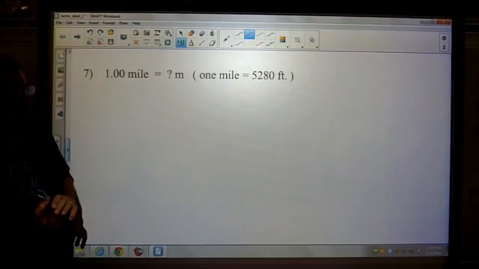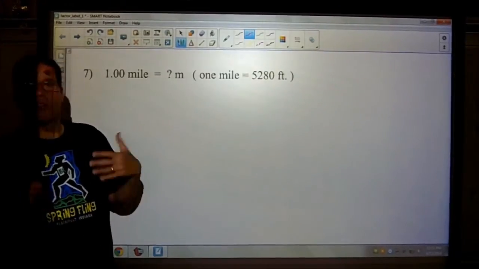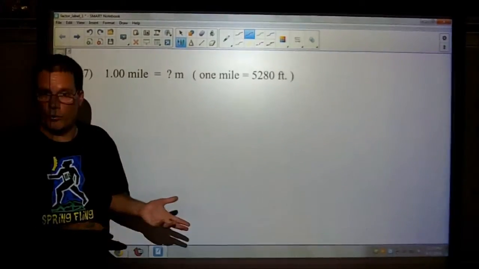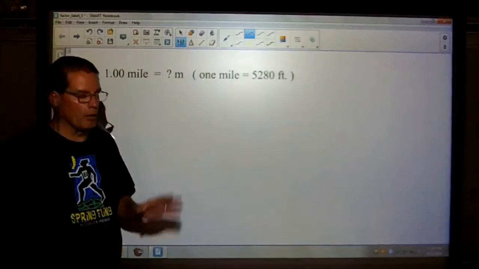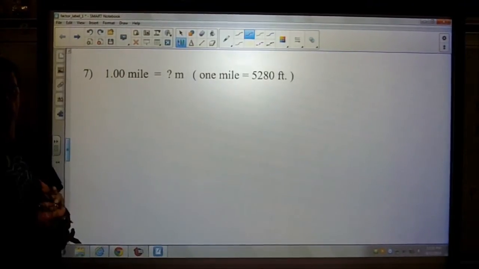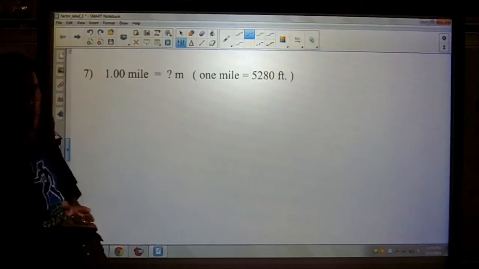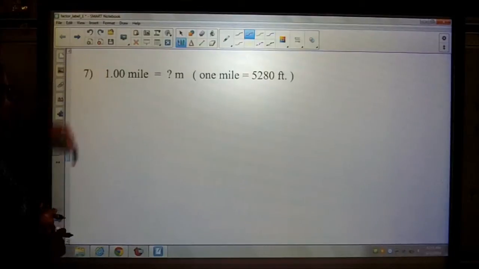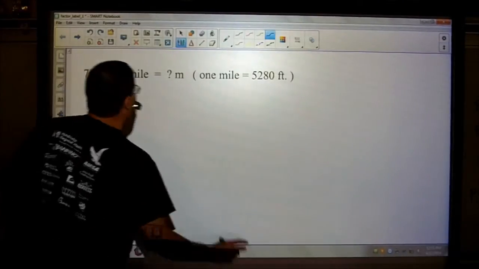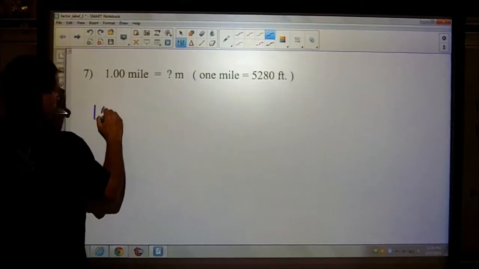I mean, you can sit there and say, I know that in track I run 1,600 meters. That's close to a mile. So your answer should be close to 1,600 meters. So use that information as a quick check. Don't use it as your final answer, especially when it's a test or a quiz. So again, start off with what you know. So in this case, we know we have 1 mile.